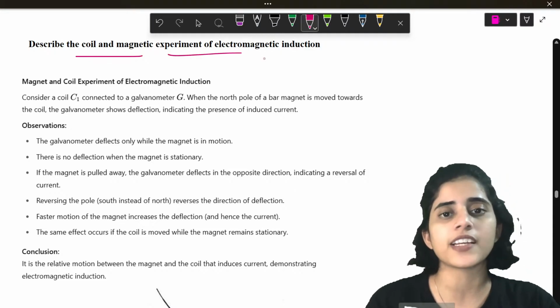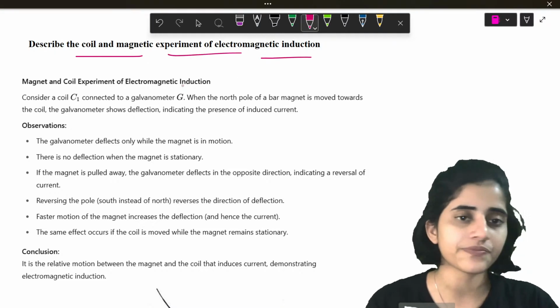Describe the coil and magnetic experiment of electromagnetic induction.